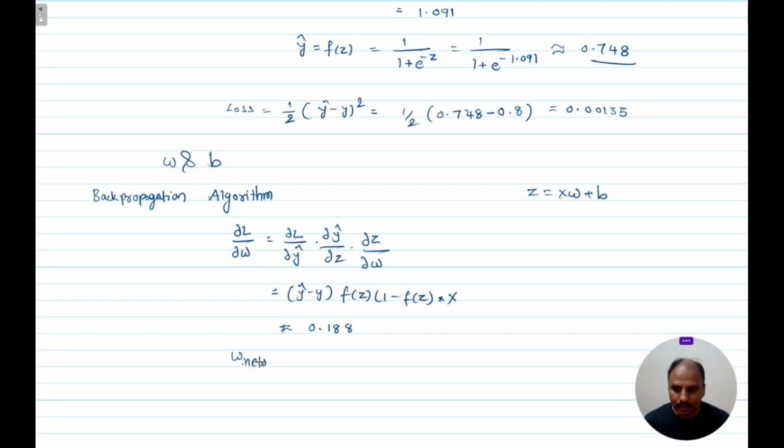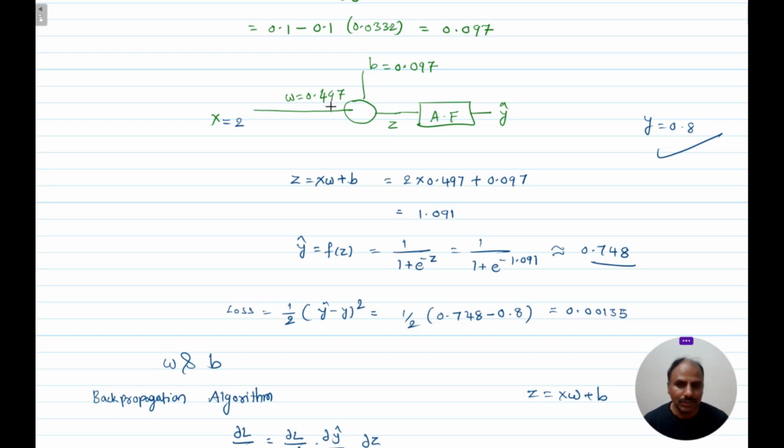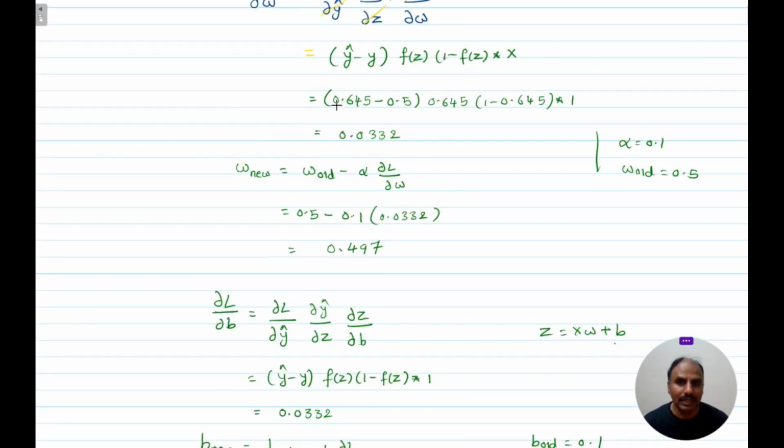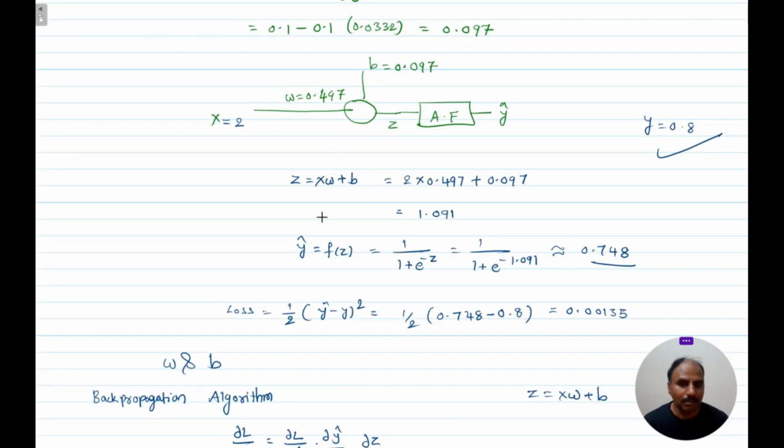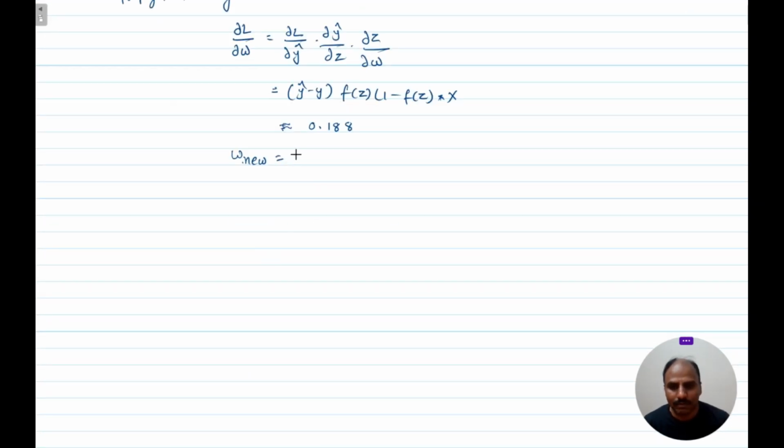And the next one, if I'm optimizing, that is w new. What is w old? W old right now is simply 0.497. Remember, it is not 0.5. 0.5 is already updated to 0.497. Now this becomes w old. So 0.497 minus alpha, 0.1, into this 0.188. Okay, this will give you 0.499, right?